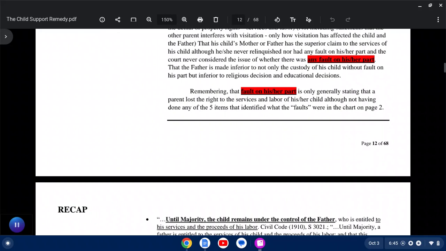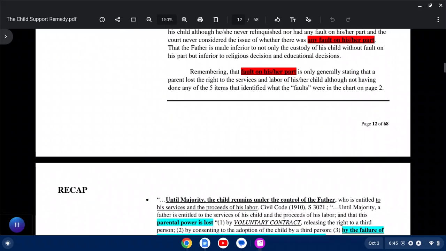Remembering that fault on his or her part is generally stating that a parent lost the right to the services and labor of his or her child, although not having done any of the 5 items that identified what the faults were in the chart on page 2.